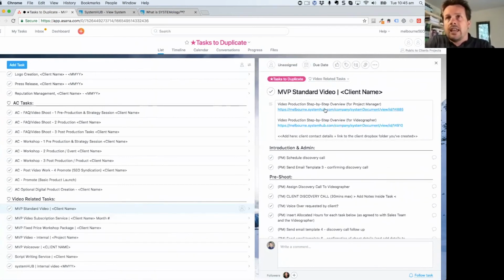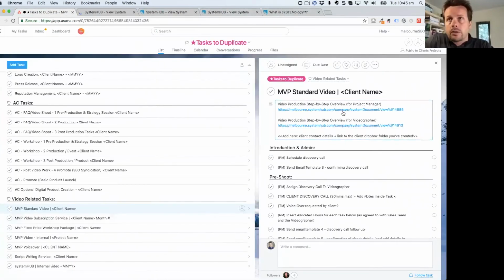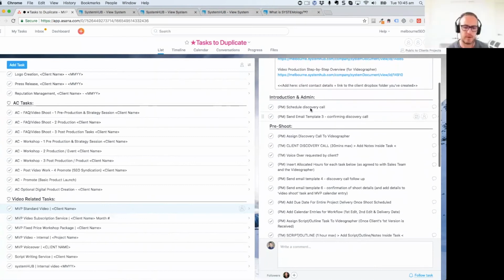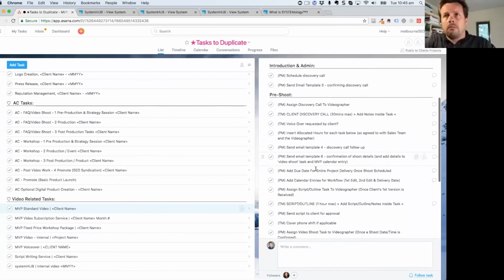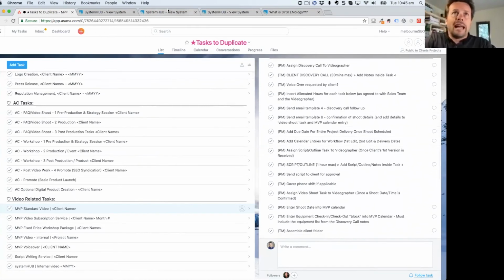And then you can see here's the overall system for a project manager. Here's the overall system for the videographer. We'll open up some of these. You've already seen the overall system for the project manager. There's an overall system for the videographer as well. And then these are effectively the milestones that we saw.